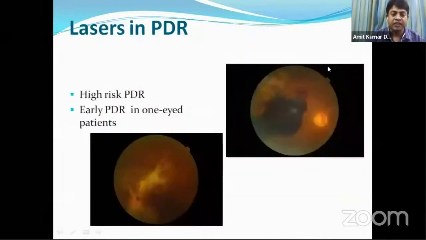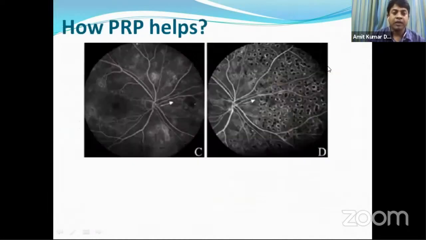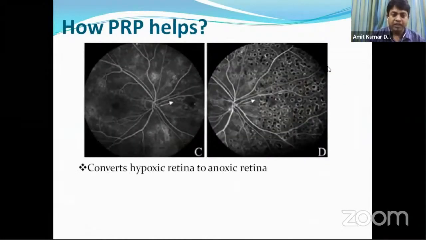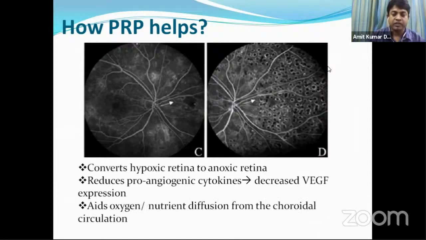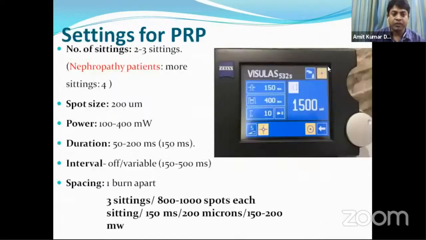So the indications for lasers in proliferative diabetic retinopathy will be high risk PDR, and sometimes in early PDR also in one-eyed patients we might need to do PRP. So how does PRP help? It converts the hypoxic retina into anoxic retina, reduces the pro-angiogenic cytokines and decreases VEGF expression. It also aids oxygen and nutrient diffusion from the choroidal circulation.